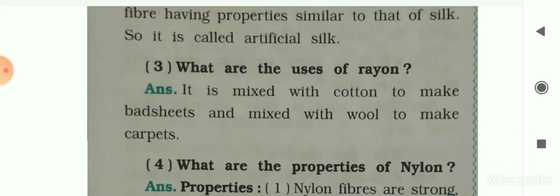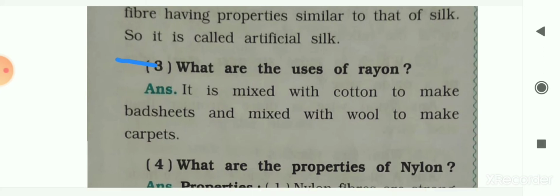Next is, what are the uses of rayon? So it is mixed with cotton to make bed sheets and mixed with wool to make carpets. By mixing this rayon with other natural fibers, that is cotton and wool, we are using this fiber in different forms. By mixing with cotton we are making bed sheets, and mixing with wool we are using it as carpets.